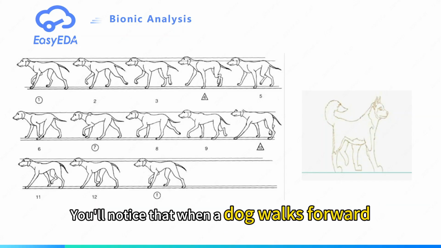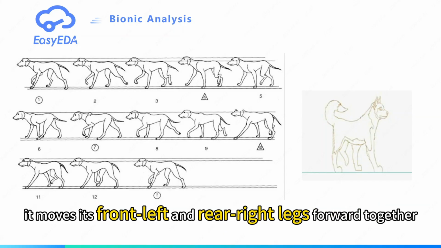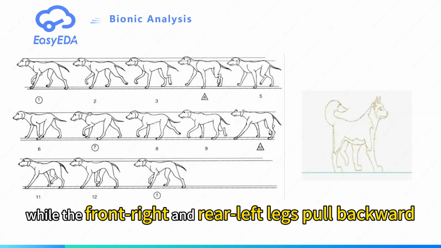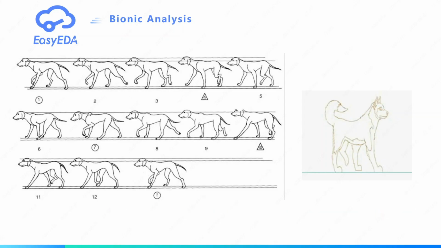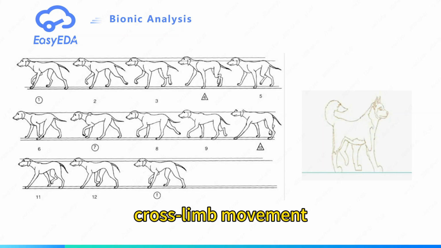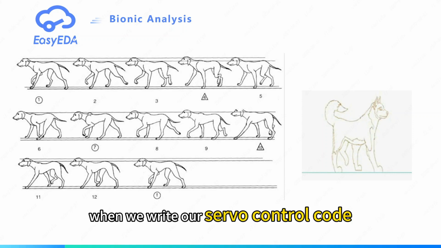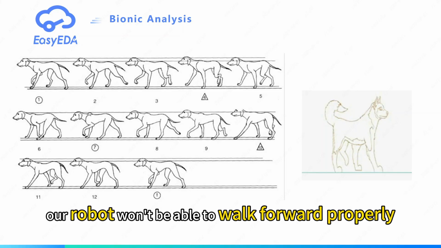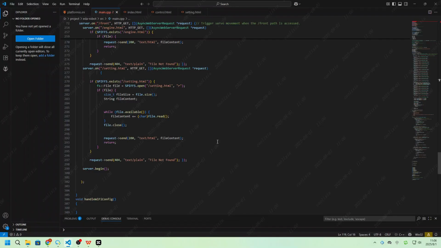You'll notice that when the dog walks forward, it moves its front left and rear right legs forward together, while the front right and rear left legs pull backward. This is a diagonal gait pattern. It's an alternating cross-limb movement. So, when we write our servo control code, we need to maintain this diagonal synchronization. Otherwise, our robot won't be able to walk forward properly.